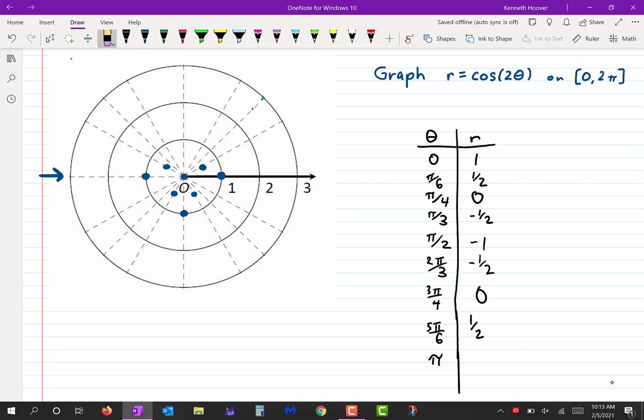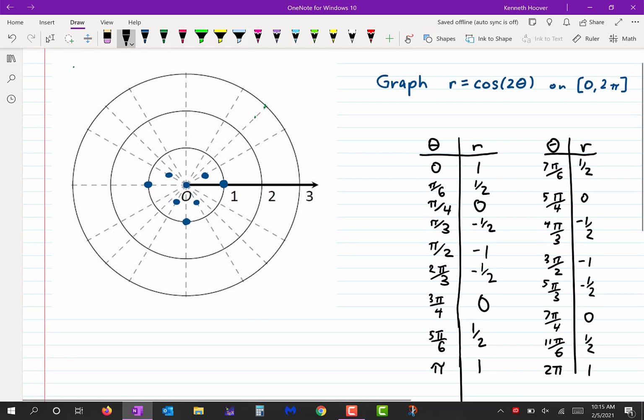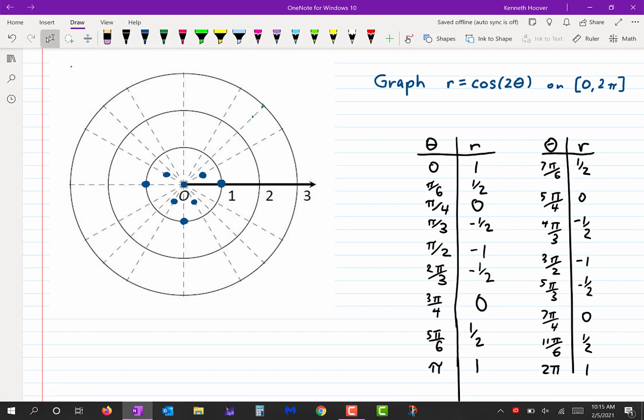Okay, now I'm going to go ahead and just fill in several more points. And I'm going to fast forward to try to save you some time. Okay, I filled in several more values. Let's just plot those points that I just filled in. We left off at pi, 1. Oh, so I should be more careful. That's the point 1, pi, right?